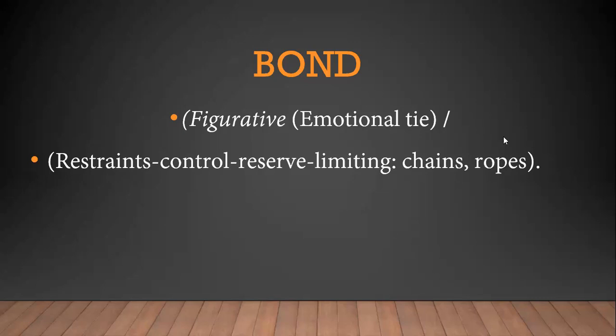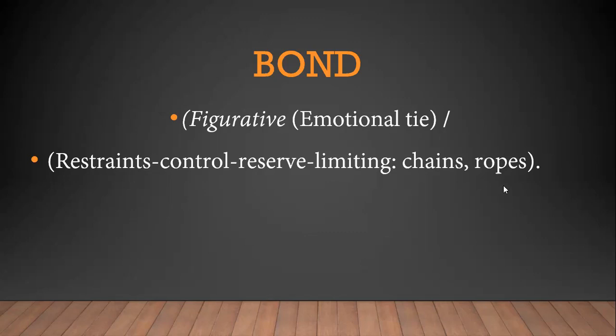Okay, bond. This is part of the vocabulary. Let's take a quick look at the vocabulary. Bond. You can imagine what that is about. Especially, it's talking about figurative. Emotional. This tells us about an emotional tie, something that you cannot let go, you don't want to give up about something. Or we can find another context, which is restraints, another way to say control, reserve, or limiting. In this case, talking about chains and ropes, something that you cannot free yourself from. You need help in this case.